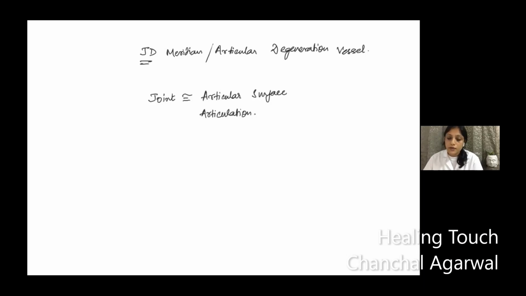जॉइंट को ही बोलते हैं आर्टिकुलेशन या आर्टिकुलर सरफेस, जहां पर दो बोन्स आपस में मिलती हैं. That is why this meridian is also called articular degeneration vessel. Okay, now name is clear. So what is this joint? ये जॉइंट है क्या? First understand this.